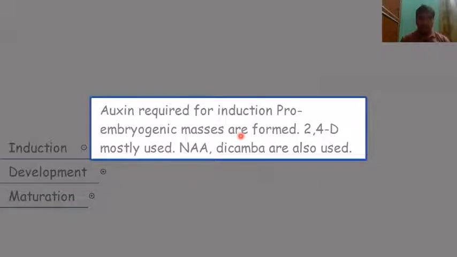First it is the induction. Remember that induction requires auxin, which is mainly the rooting hormone, but here it is also known as the main callusing hormone, and the example is 2,4-D, which is mostly used. You can also see that different types of auxins like NAA and dicamba are also used for the induction of somatic embryogenesis response in different plant species.